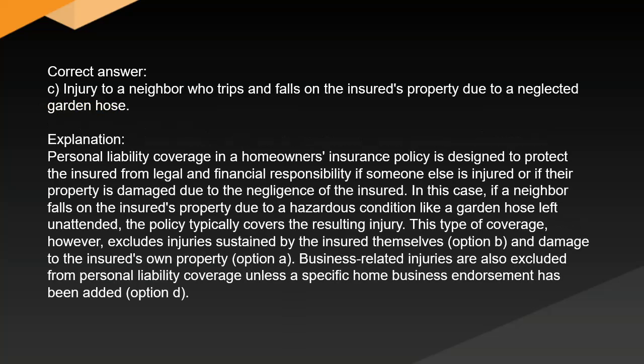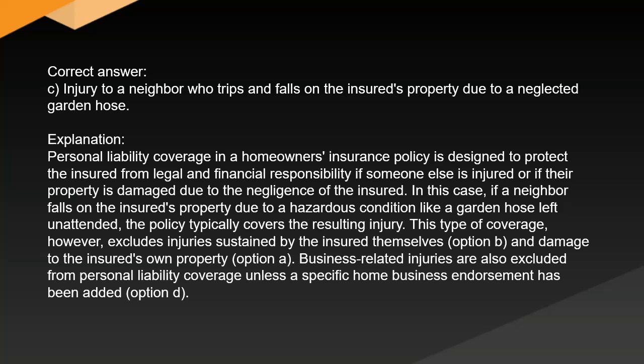Correct answer: C. Injury to a neighbor who trips and falls on the insured's property due to a neglected garden hose. Explanation: Personal liability coverage in a homeowner's insurance policy is designed to protect the insured from legal and financial responsibility if someone else is injured or if their property is damaged due to the negligence of the insured. In this case, if a neighbor falls on the insured's property due to a hazardous condition like a garden hose left unattended, the policy typically covers the resulting injury.